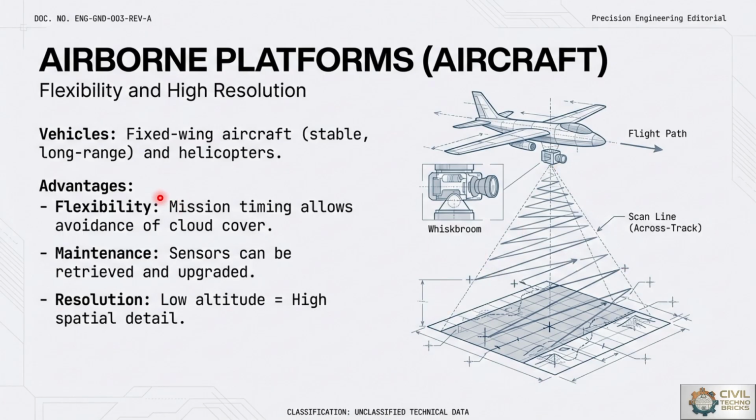So the advantages of airborne platforms relate to flexibility, maintenance and resolution. Airborne platforms consist of aircraft, helicopters, unmanned aerial vehicles and balloon like structures to carry the remote sensing sensors. They operate at relatively low altitude and provide high spatial resolution imagery for data collection.